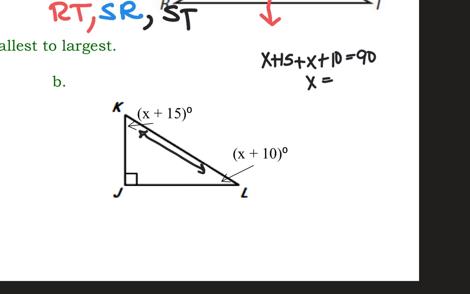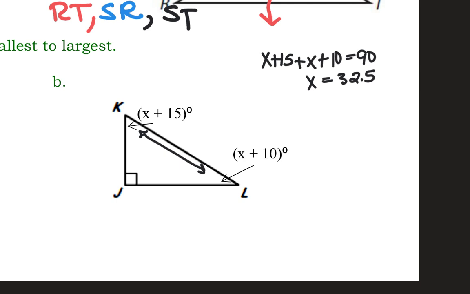Let me know what you get for your x value. What'd you get, Jaden? What is it? Or the x? 37.5? What'd you get? 32.5? 32? Okay, 32.5. It's okay. Don't look nervous, guys. 32.5. It's okay if it's a decimal.